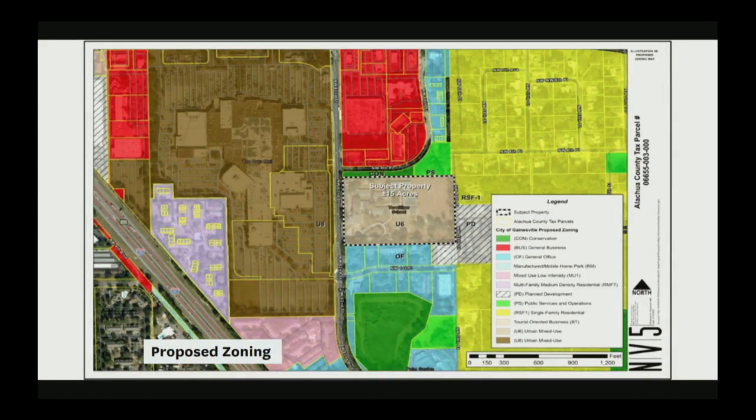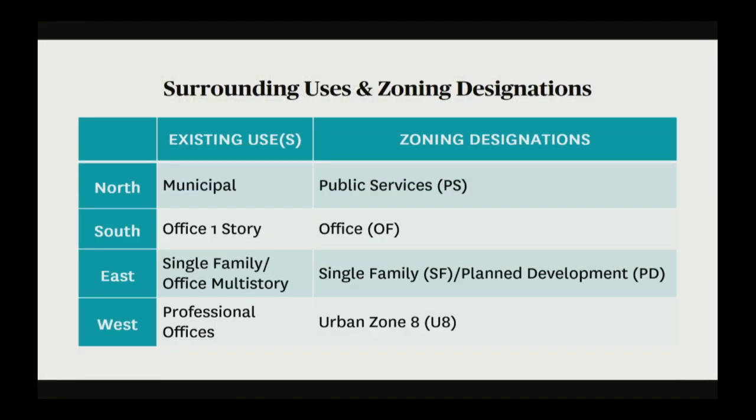And here is the requested zoning designation with U6 at the subject parcel. Looking at the surrounding existing uses and zoning designations, to the north are municipal uses with public services designations. To the south are office 1-story with designations of office. To the east are single-family residences and office multi-story with designations of single-family as well as planned development. And to the west are what are called professional offices with the Oaks Mall, designated as U8.